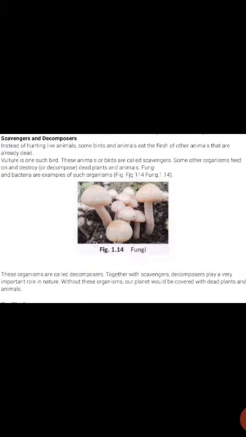Next, the last and the important topic, scavengers and decomposers. Have you ever heard about these two terms? No. Maybe. Okay, let me tell you. So, scavengers are those living organisms which, instead of hurting other animals, eat the flesh of other animals which are already dead. For example, vulture. Vulture is an example of scavengers.